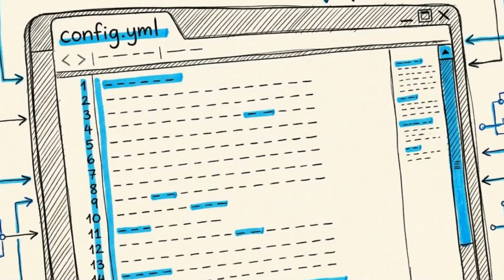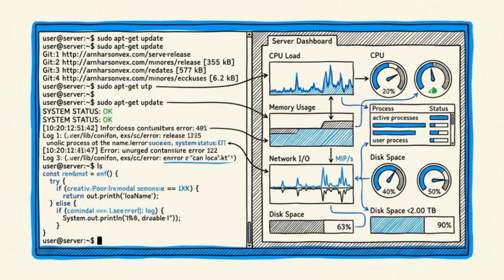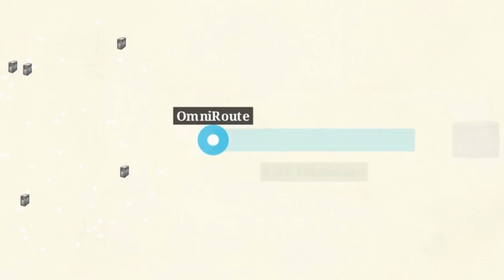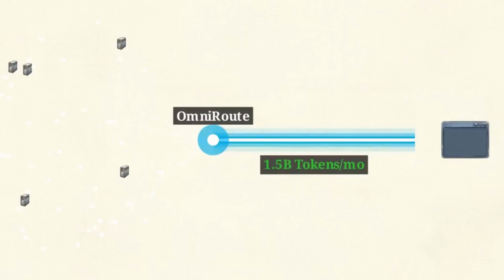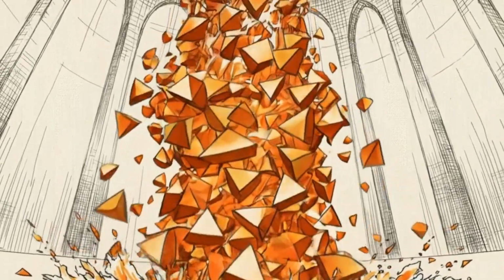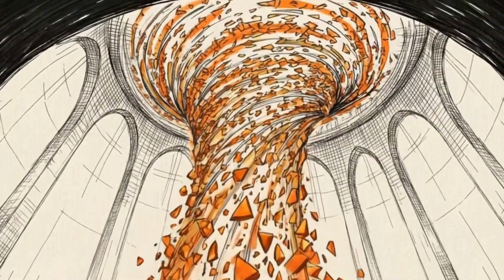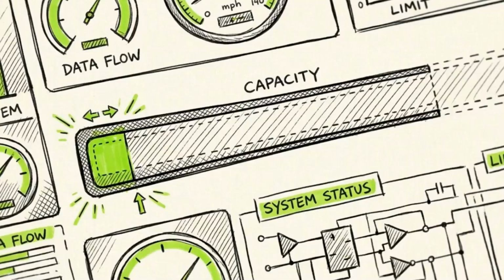Assembly is straightforward. You generate a config file from OmniRoute, point the OpenCode agent at your local endpoint, and the 2 tools click into a single unified system. This setup aggregates over 50 different free-tier providers into one continuous stream. By tapping into all of them simultaneously, you gain access to a combined pool of roughly 1.5 billion free tokens a month, far more headroom than a single developer can actually burn.